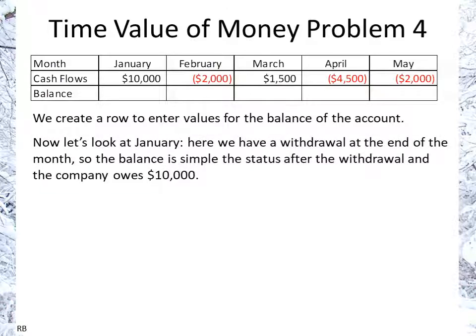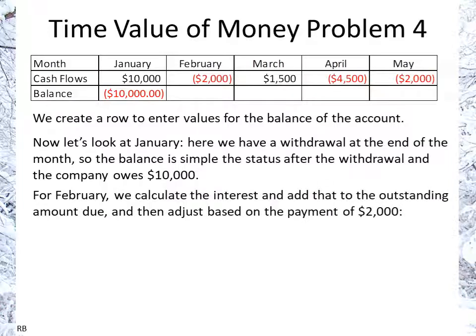Now in January we have a withdrawal. Remember, this is the cash flows to the company. That means the company borrowed $10,000. And so the bank balance is simply going to be the status after the withdrawal, and the company owes $10,000. As you see, the balance was 0 last month, so it's 10,000 at the end of January because it was borrowed at the end of January. That's the assumption made here.